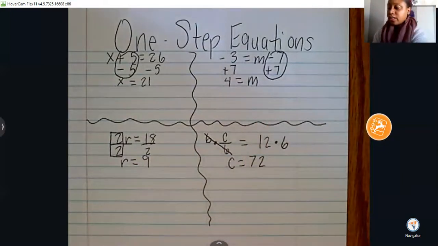So that is how you complete one-step equations. The most important part is to remember inverse operations. So think about your 4 operations. What are the opposite operations of each? And then you are all well on your way to solving one-step equations.